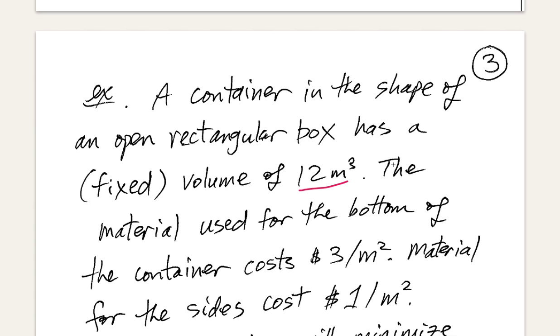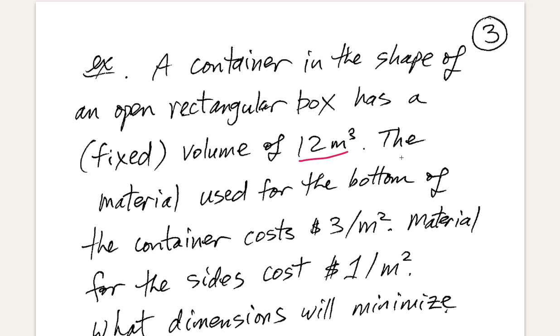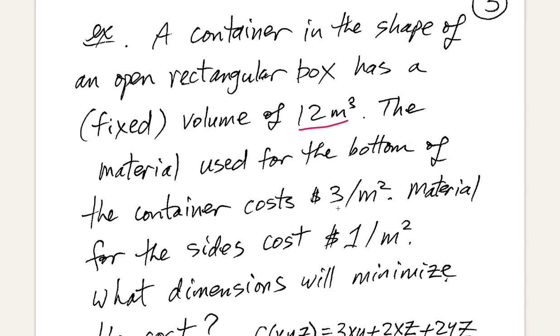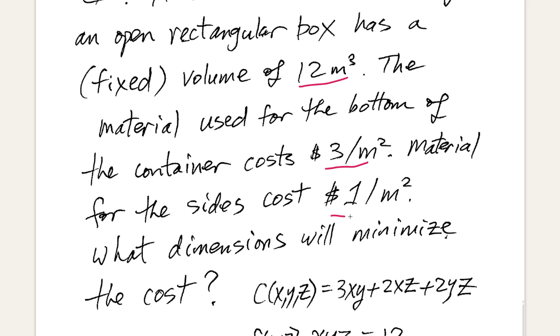Okay, its volume is supposed to be 12 cubic meters. The material used for the bottom of the container costs $3 per square meter. Material for the sides, only $1 per square meter. What dimensions will minimize the cost?